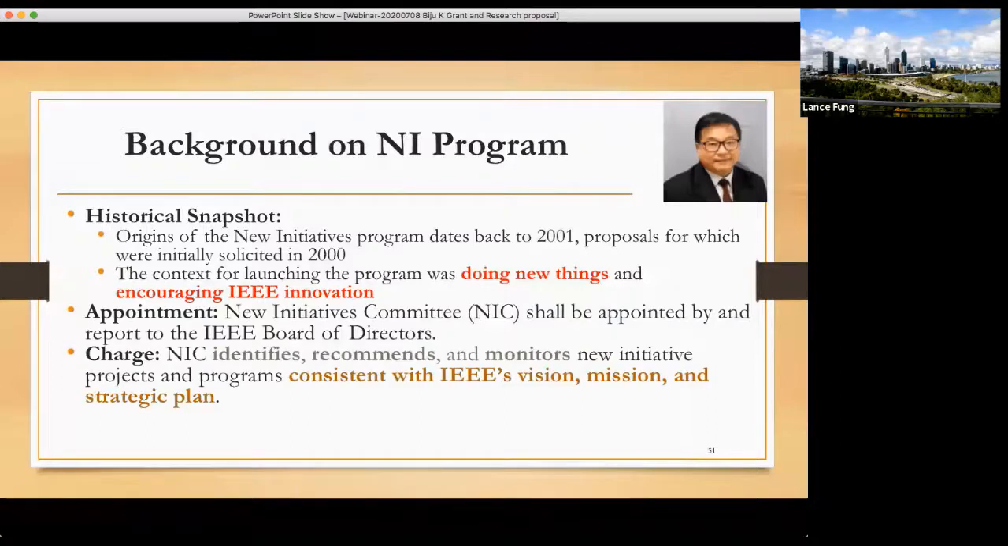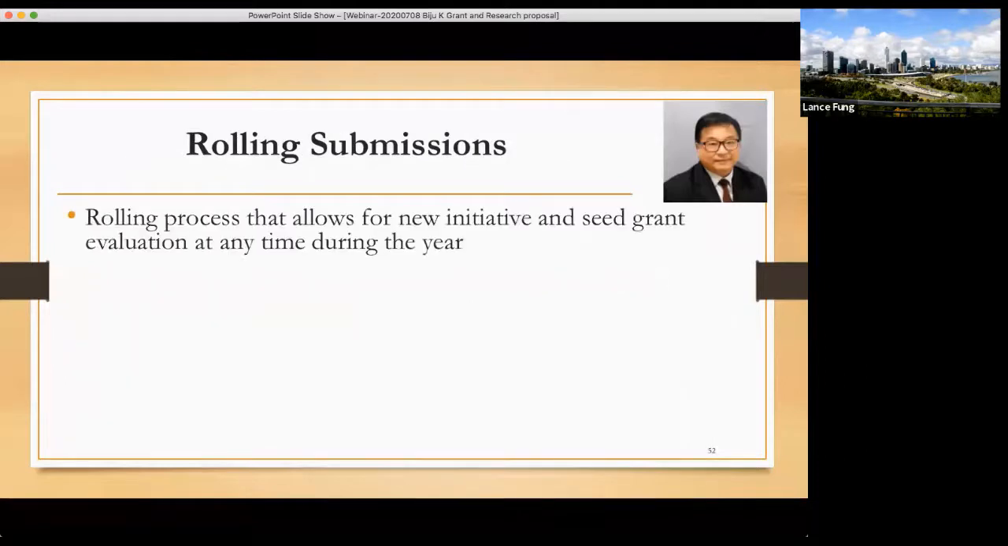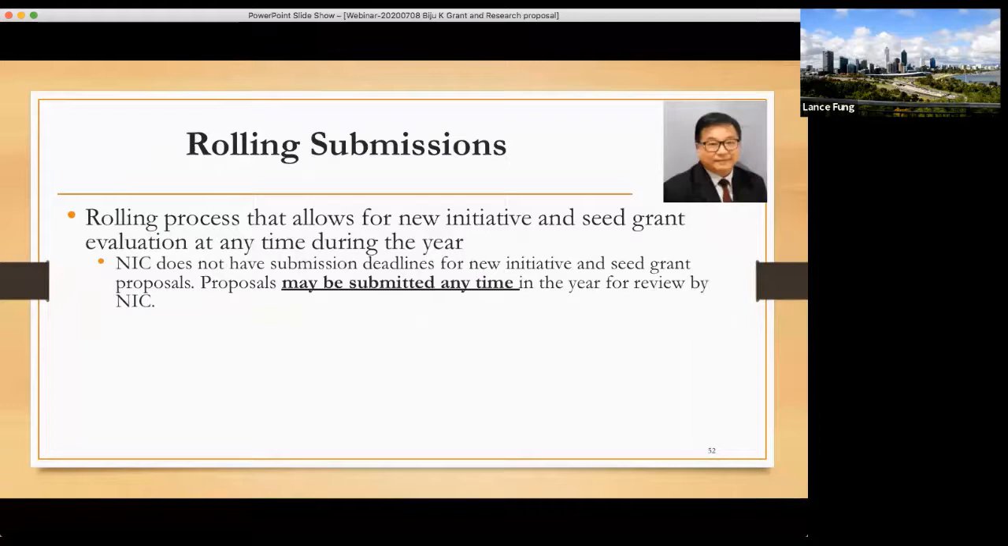Mainly this is under the board of directors, so we need to be consistent with the IEEE vision and mission and the strategic plan. If anyone is interested in this, we have ongoing monthly meetings, and you do not really need to meet any deadline.